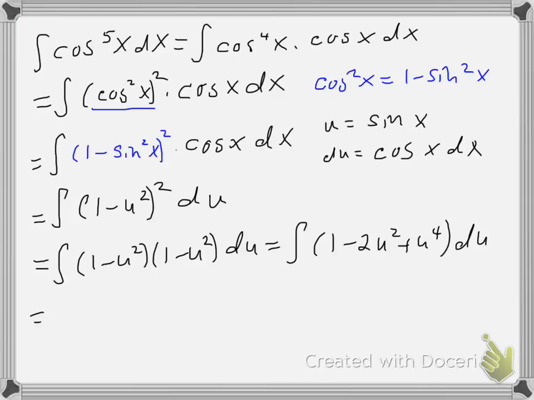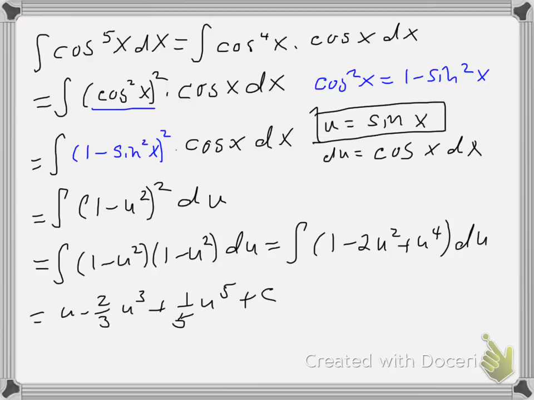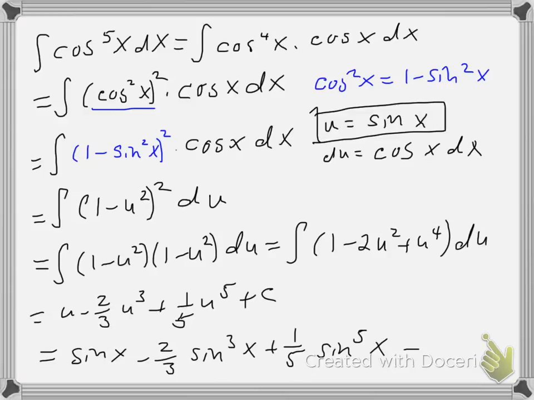The antiderivative will simply be u minus 2/3 u cubed plus 1/5 u to the fifth plus an arbitrary constant of c. U was my sine of x, so this will now simply be the sine of x minus 2/3 sine cubed of x plus 1/5 sine to the fifth of x plus my arbitrary constant of c.